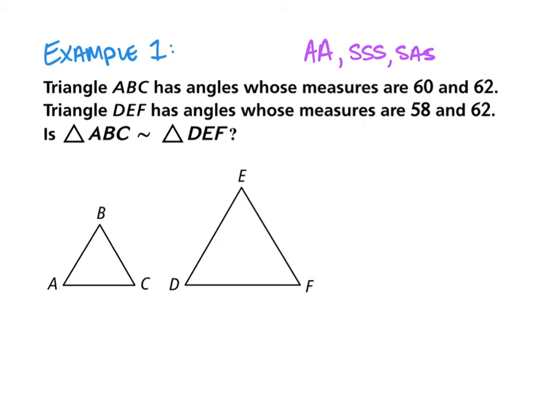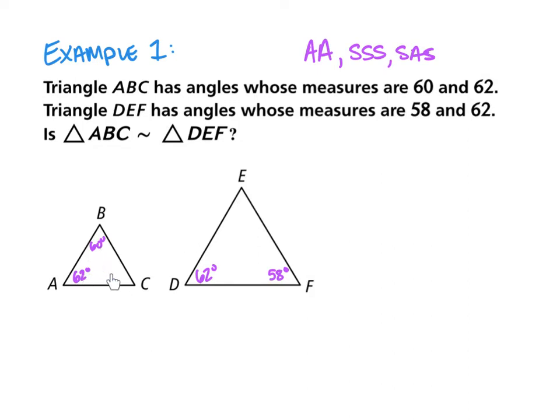So let's say triangle ABC. Let's say angle A is 62 degrees, and let's say angle B is 60 degrees. And then in triangle DEF, let's say angle D is 62 degrees, and angle F is 58 degrees. Well, what about these third angles? What would their measure be?